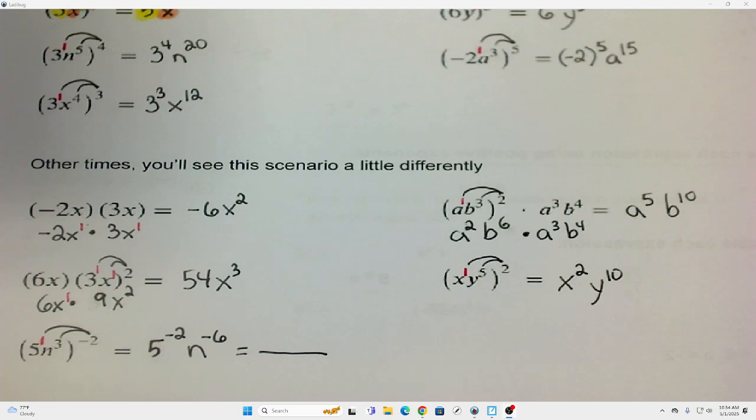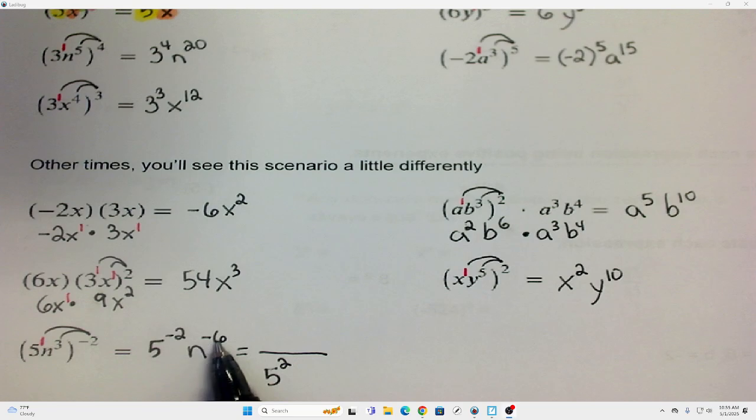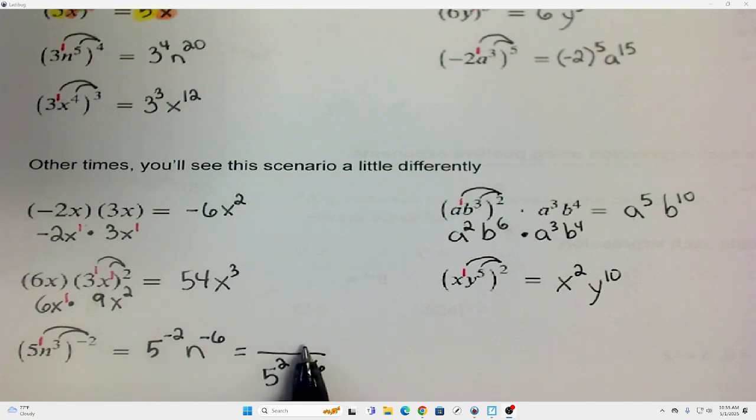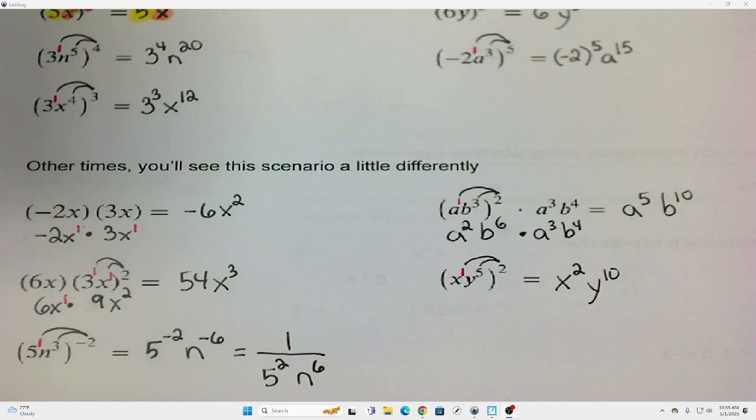So draw a fraction bar, and anything that has a negative exponent, you take its base and you move it downstairs. So this 5 is connected to the negative 2 exponent. So we put it down here at the bottom of the fraction, the 5, but as soon as it goes to the bottom, the negative 2 exponent becomes positive. And then we do the exact same thing with this n and the negative 6 exponent. Notice that the 6 becomes positive when we put it down here. Now, if there's nothing left up on the top, always put a 1 right there.